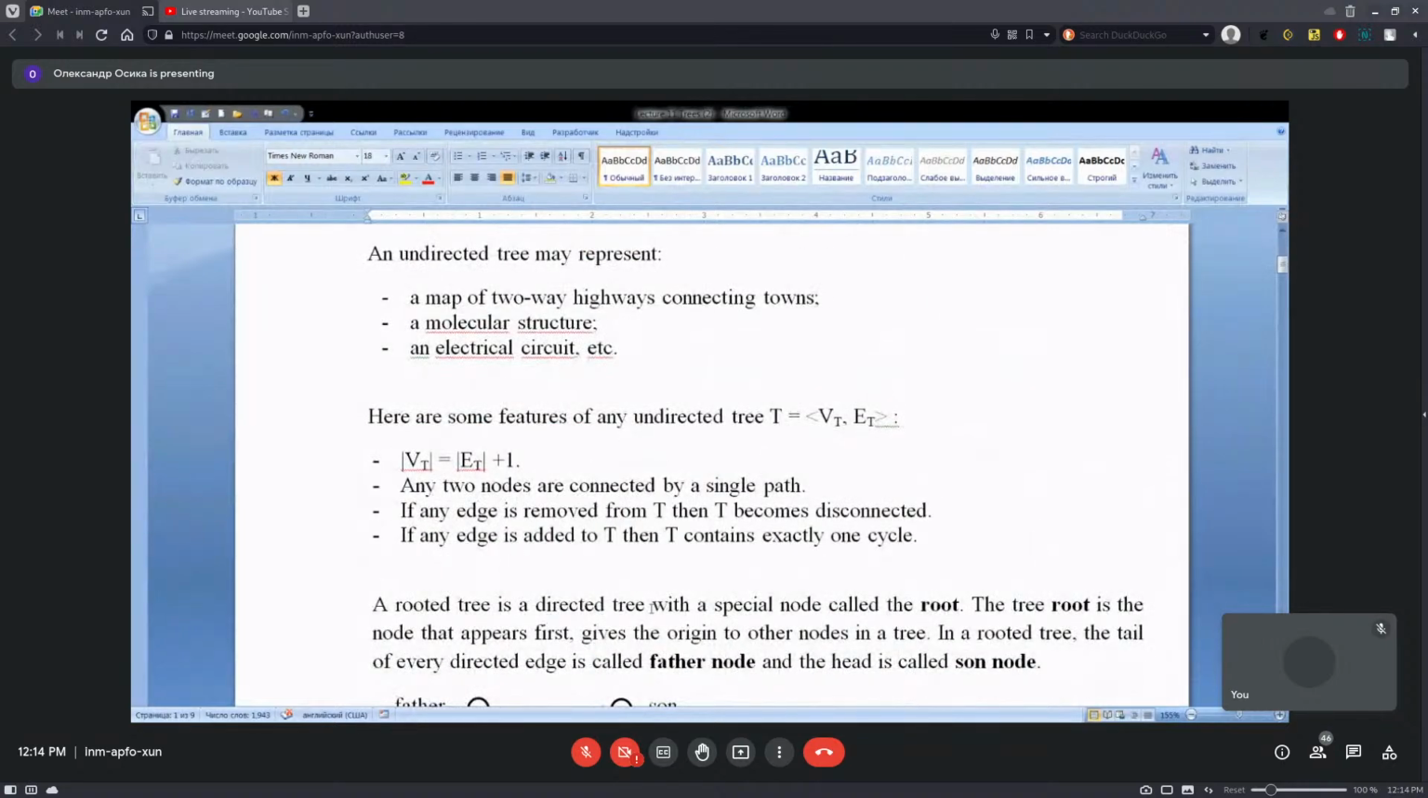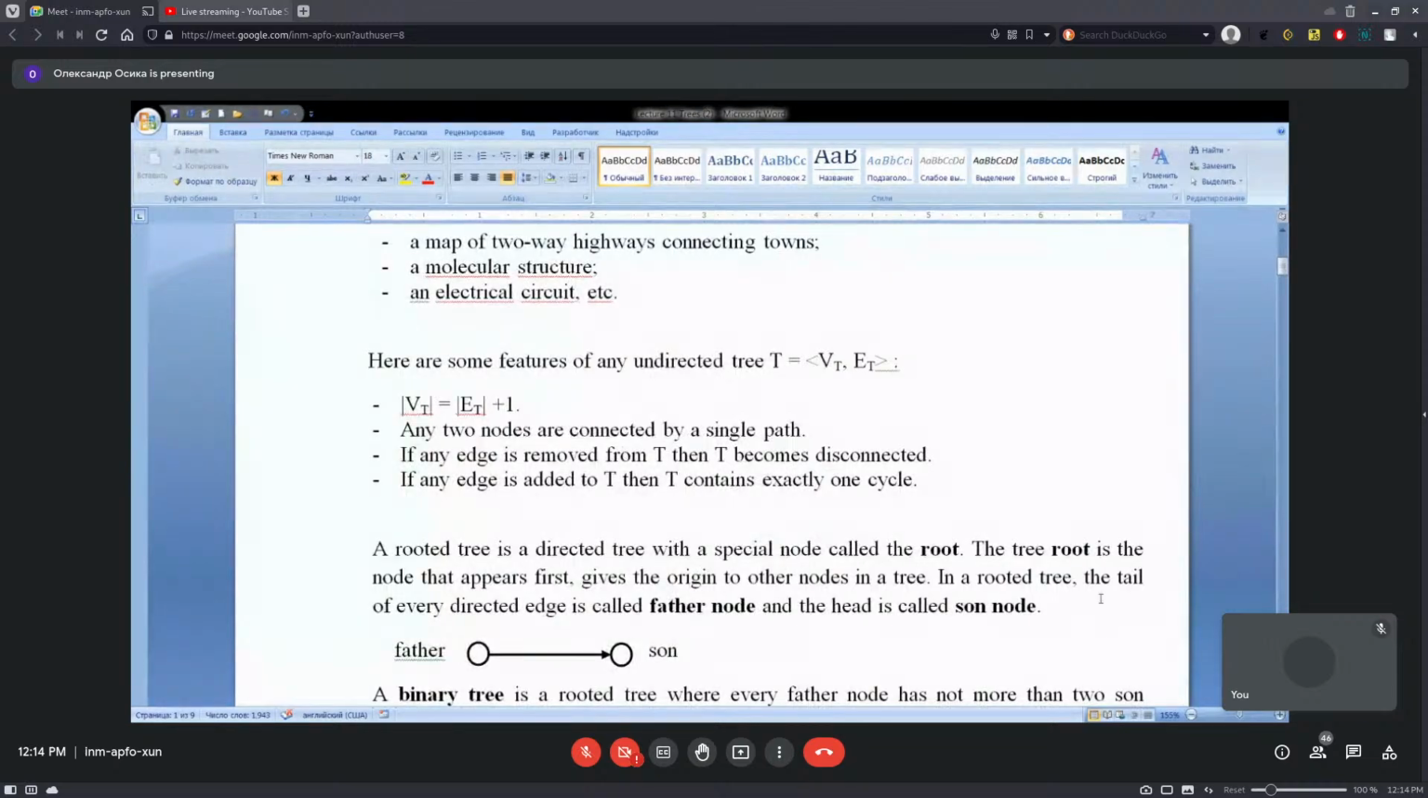A rooted tree is a directed tree with a special node called the root. The tree root is the node that appears first, that gives the origin to other nodes in a tree. In a rooted tree, the tail of every directed edge is called the father node. So if this is a node of a tree, and this is the direction of the edges, then this is the father, this is the son node.